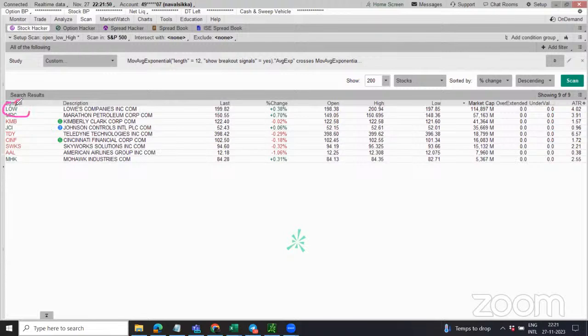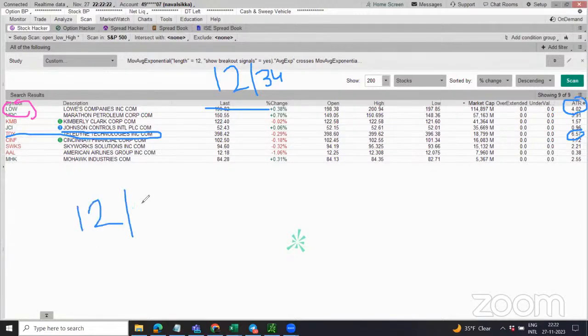So look at LOW. I want to change the color to blue. This has an average trading range of $4. So it is crossing 12 and 34. So now we know that we could have a potential target of 203 very easily because it's an average move right there. Also, the average move is $6.50 in the case of TDY. I have not traded this company, but this has crossed 12 and 34 on my daily time frame.